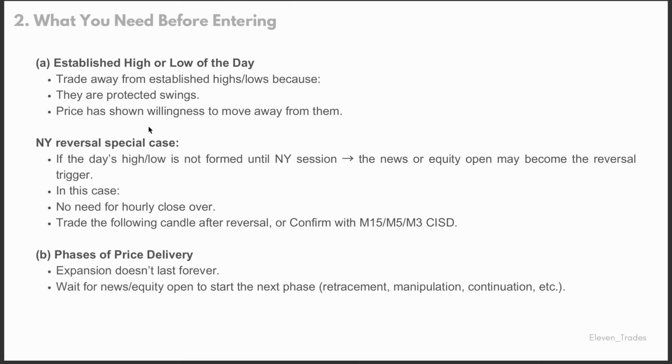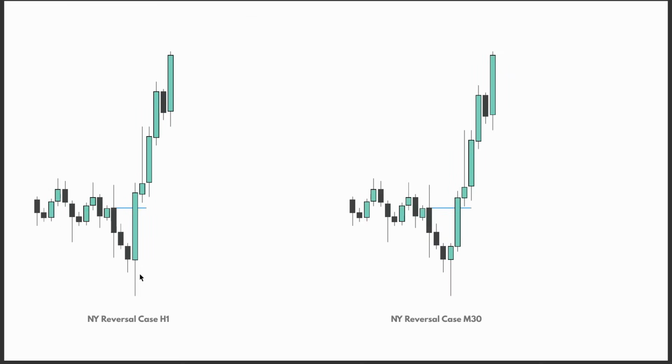Now we have some special cases, the New York reversal. When we don't have an established high or low of the day, the New York session is reversing. In these cases you don't need a closure above or below the consecutive series of candles on the hourly chart. You can use the lower time frame crossover. Like we have a New York reversal, the whole daily range is consolidating and in protraction down. We have a New York reversal.